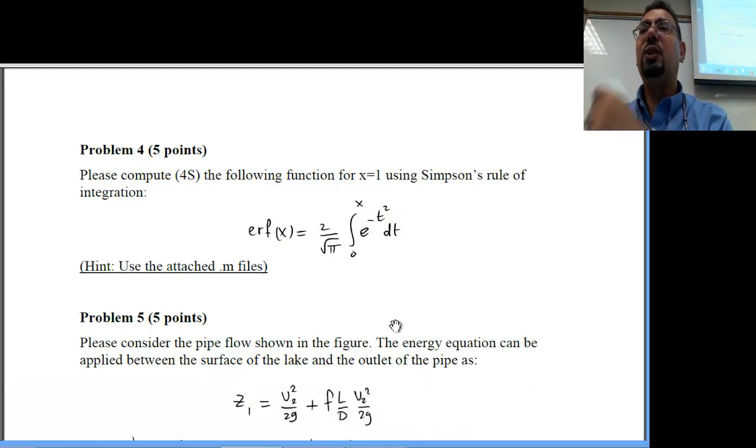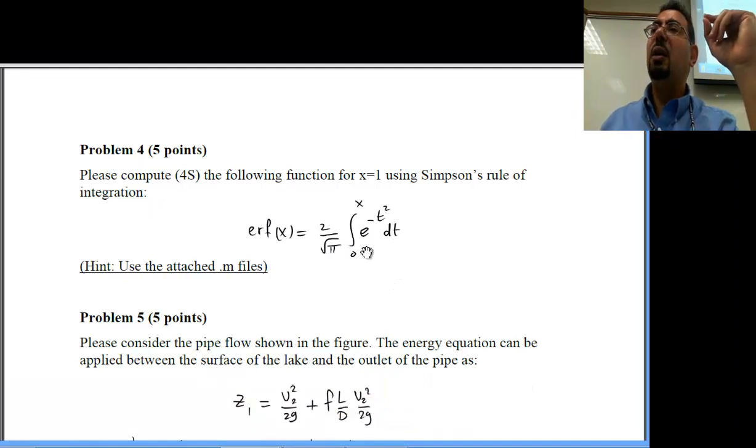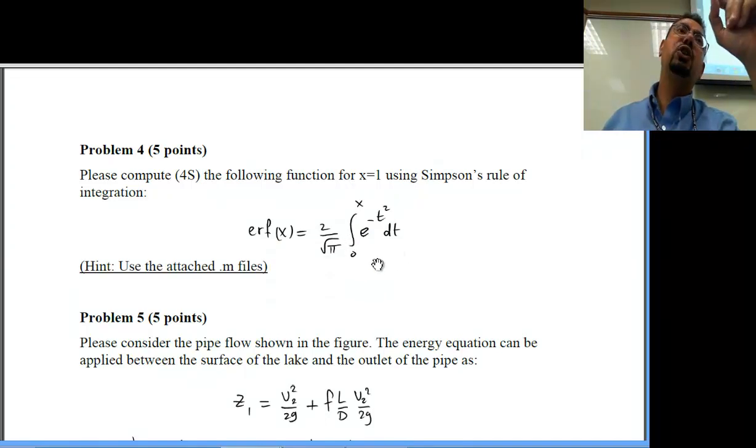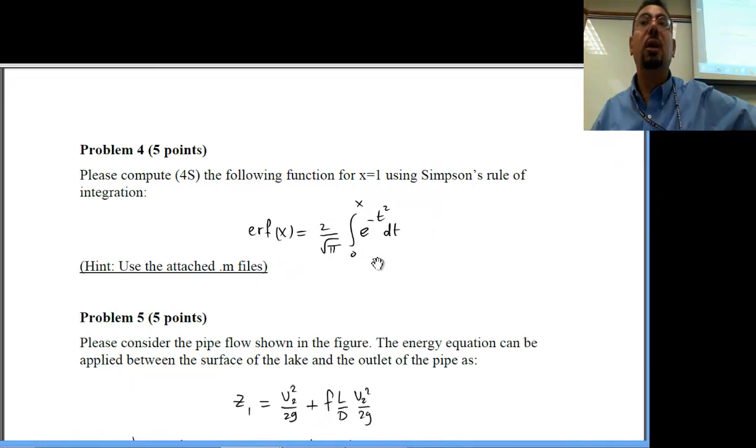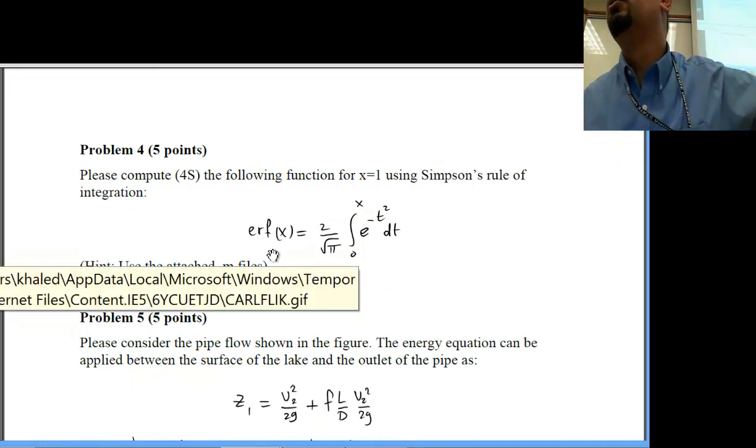Right? So first of all, what's the function we are integrating? e to the minus t squared, multiplied by 2 over square root of pi. That's the function. Alright? This is actually a very famous function. This is not just any number, any thing I'm throwing at you. This is actually called, can you guess?